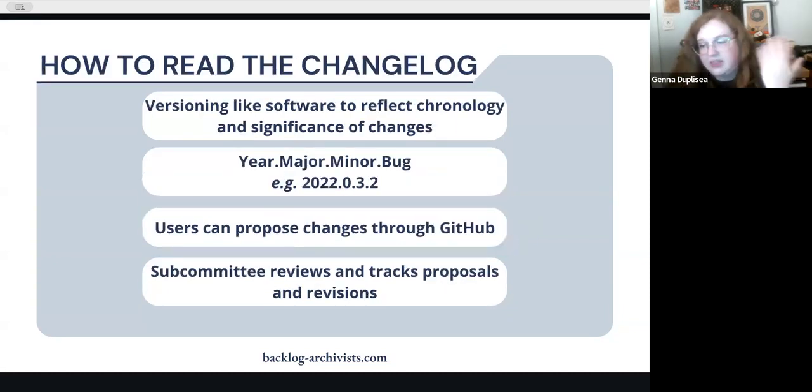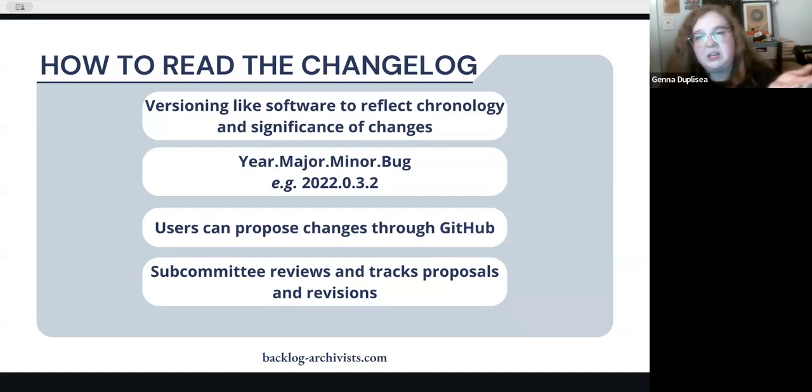So I mentioned at the beginning that DACS is maintained in GitHub. So if you think of past versions of DACS, it might just have a year after it. It's DACS 2004. Or if you think of encoded archival description, there was EAD 2002 and then EAD 3. But DACS has versioning now that's a bit like software to reflect the significance of the changes, like is it something like correcting a typo or is it a major revision, and also the chronology of changes. So the way that's formatted is the year and then a number, and then if it's a major change, a minor change, or if it's just a bug fix.